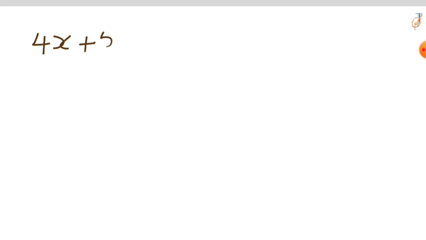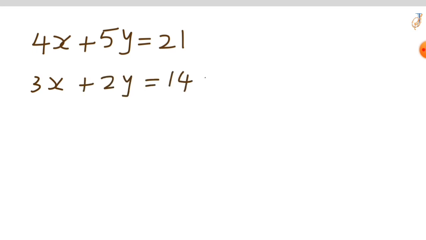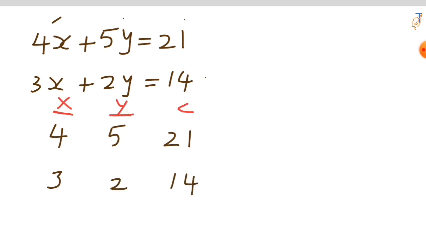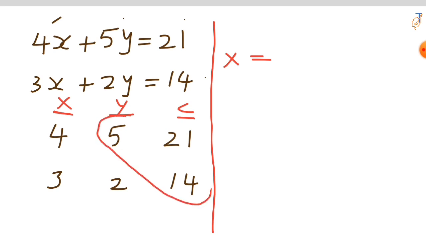Next example: 4x plus 5y equal to 21, then 3x plus 2y equal to 14. First, take all the numbers 4, 5, 21, 3, 2, 14. These are x coefficients, y coefficients, constants. First we are going to find the x value. If you want to find the x value, you need to concentrate on y. So you start with the first equation. Do cross multiplication diagonally. So 5 times 14 gives 70, minus 2 times 21 gives 42, over.